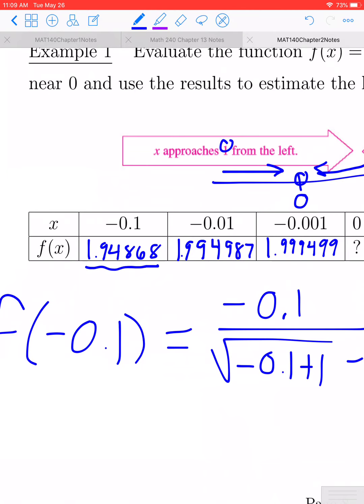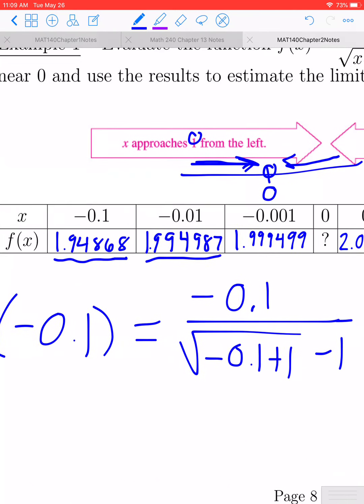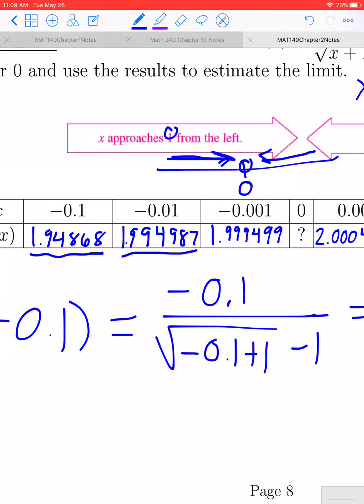So that's our output. Let's choose a number now that's still on the left-hand side of 0, but even closer. Something like negative 0.01. If we plug that in, we would get 1.994987. And I'll do this one more time. I'll pick one more value that's even closer, negative 0.001. It looks like we're getting the output about 1.999499. So again, this series of outputs are all close together, but even more so, they are stabilizing. It looks like they're getting close to 2.